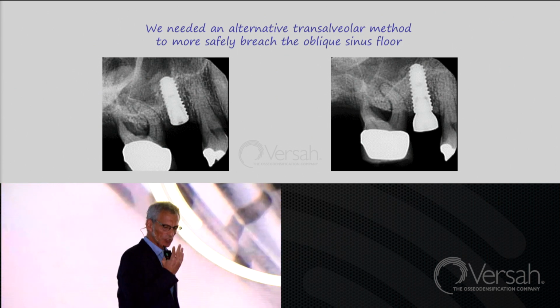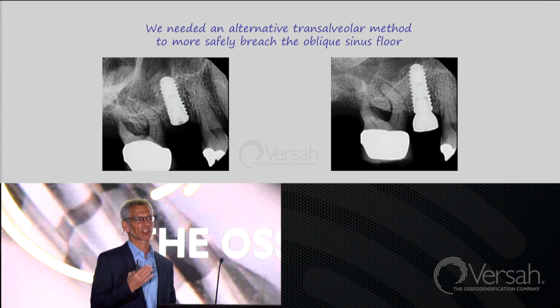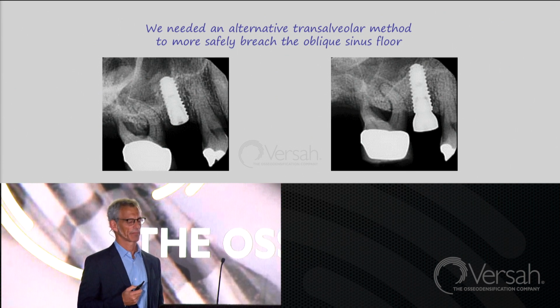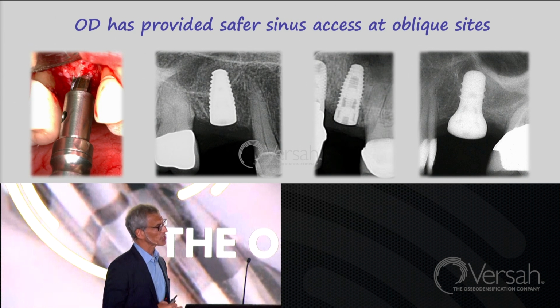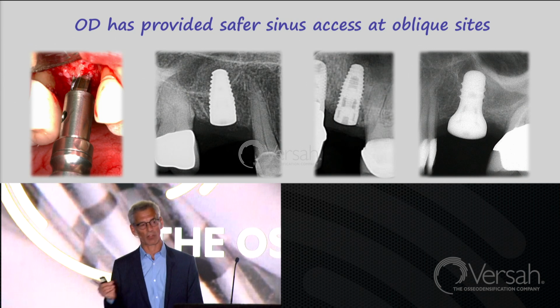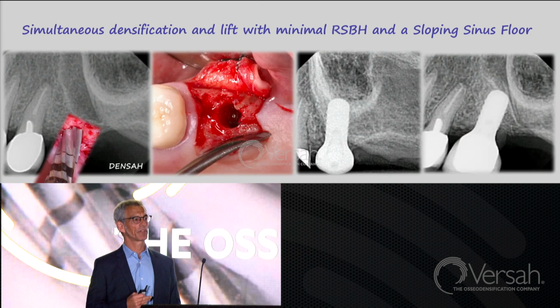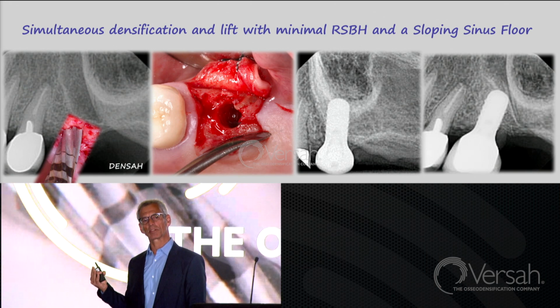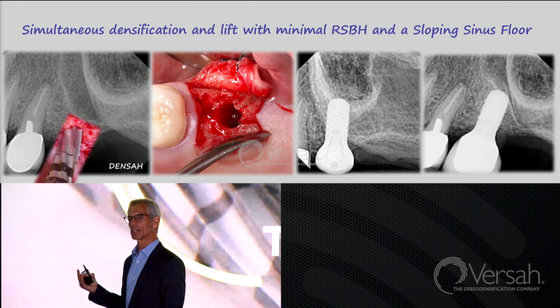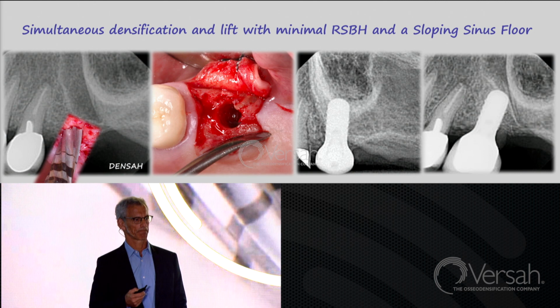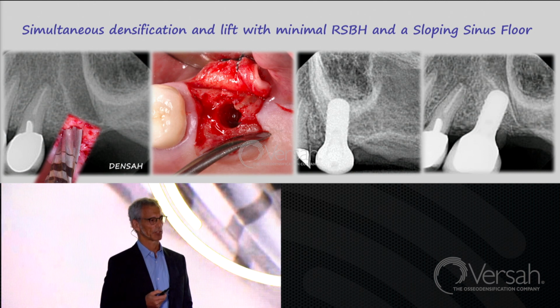So we needed an alternative means to lift safely at an oblique site. Osseodensification has provided this for me in all these cases. Very severely oblique sinus floor. Look at the apical and lateral distal displacement I get with the sinus floor and bone densification. I could not have done that with an osteotome.